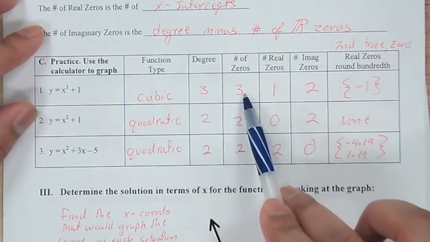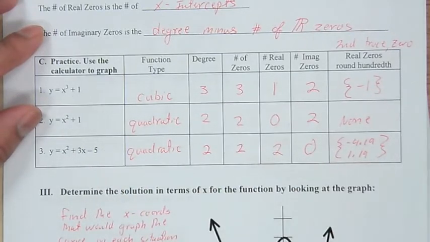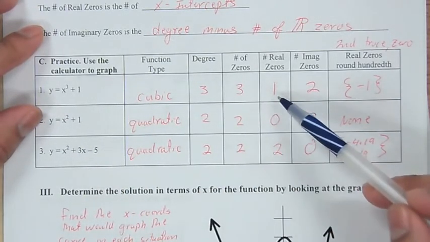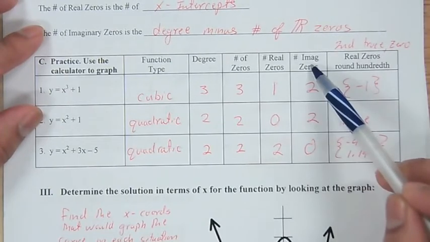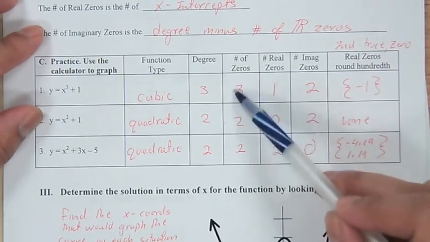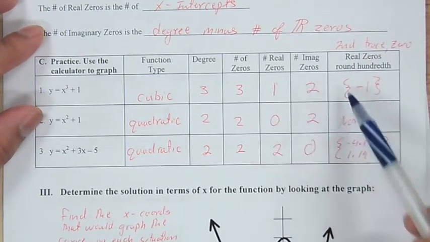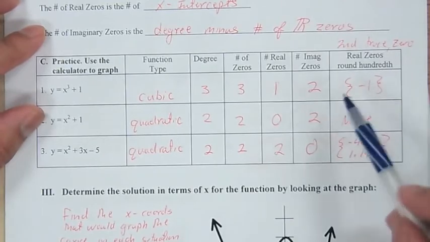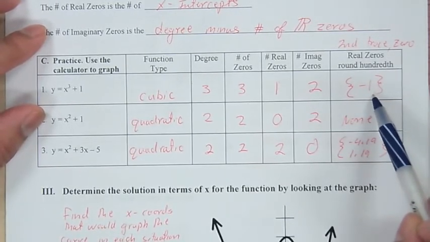Degree is a 3, that means the number of zeros is 3. When I plug this into the calculator, I can visually see that it only crosses the x-axis one time. But I know that the real plus the imaginary has to equal the total number of zeros. So I've got one real zero, two imaginary zeros, and if I trace the function, the real zero rounded to the hundredth is about -1.